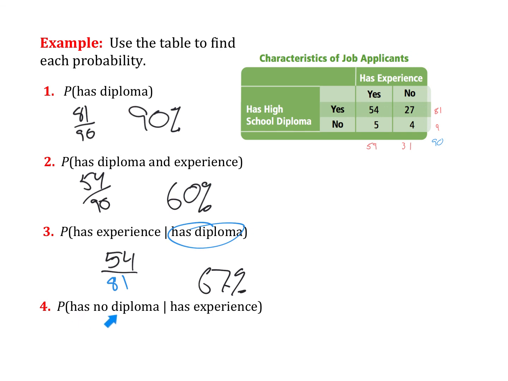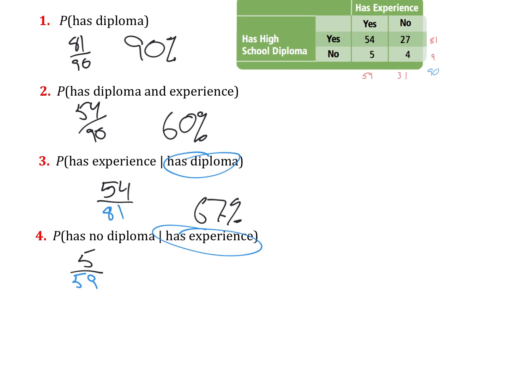Next one, they have no diploma, so they do not have a diploma, given that they have experience. So for this one, I'm only worried about the people who have experience. So the people who have experience, there are 59 of those folks. Of those 59, 5 of them do not have a high school diploma. Okay? Of the 59 people who have experience, 5 of them do not have a diploma. So we're going to have 5 out of 59. We go to our calculator, we get about 8%.